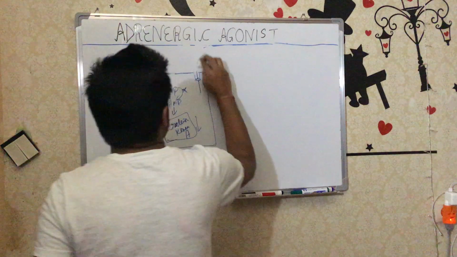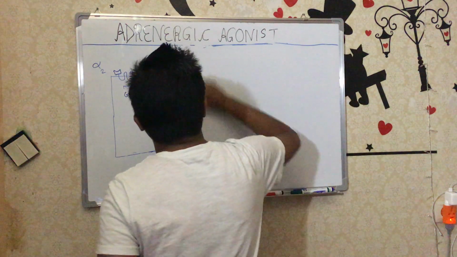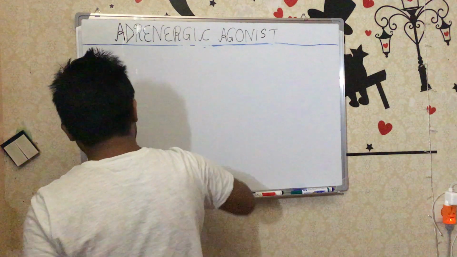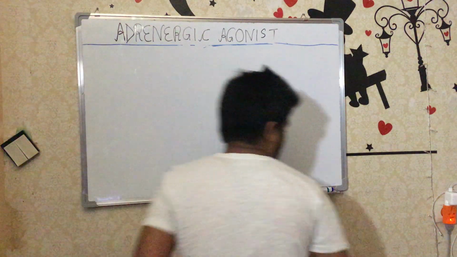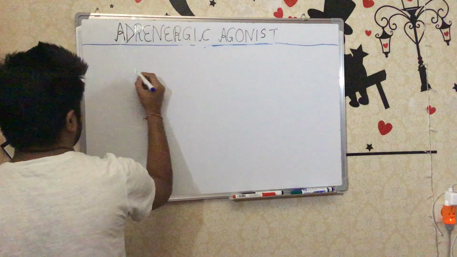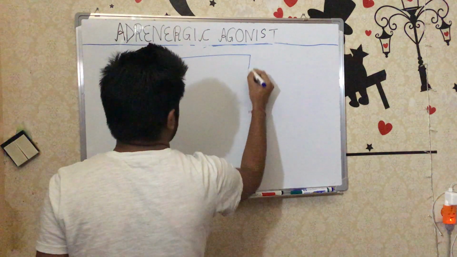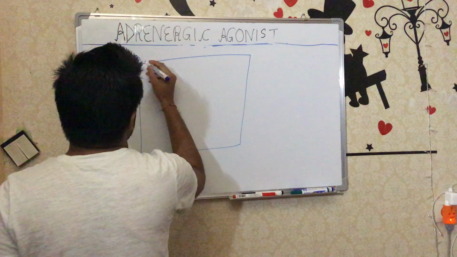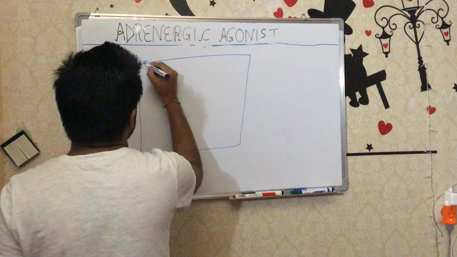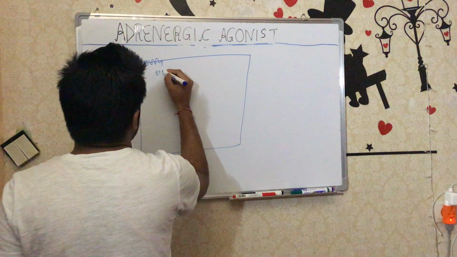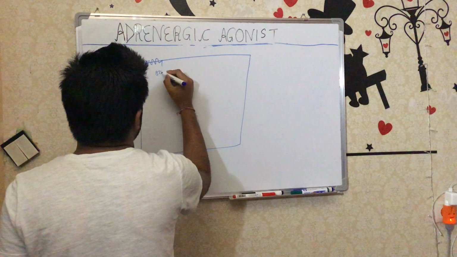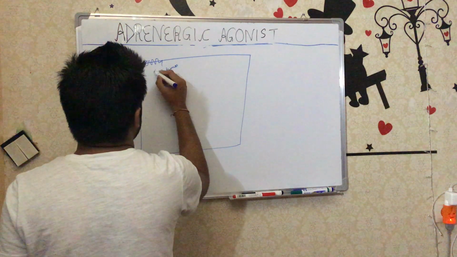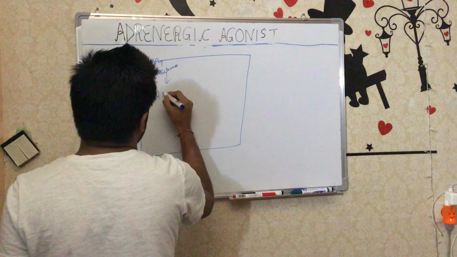Next we'll discuss the beta receptors. Almost the same main mechanism applies to beta 1, beta 2 and beta 3. First, beta 1. The same thing, it's a serpentine receptor. It acts on G stimulatory protein, and G stimulatory protein stimulates adenylyl cyclase.